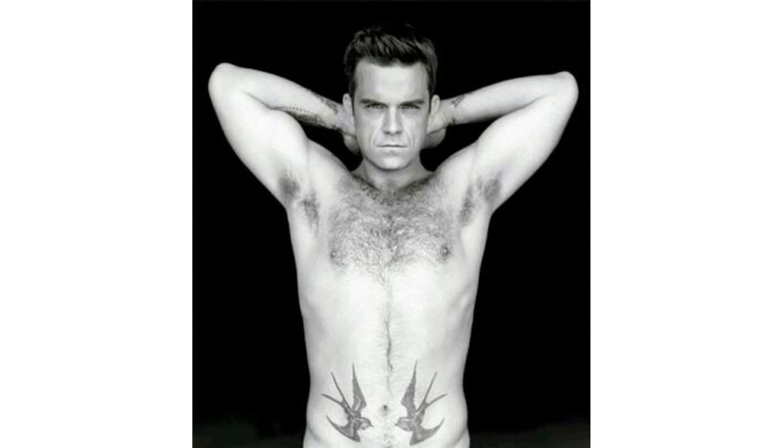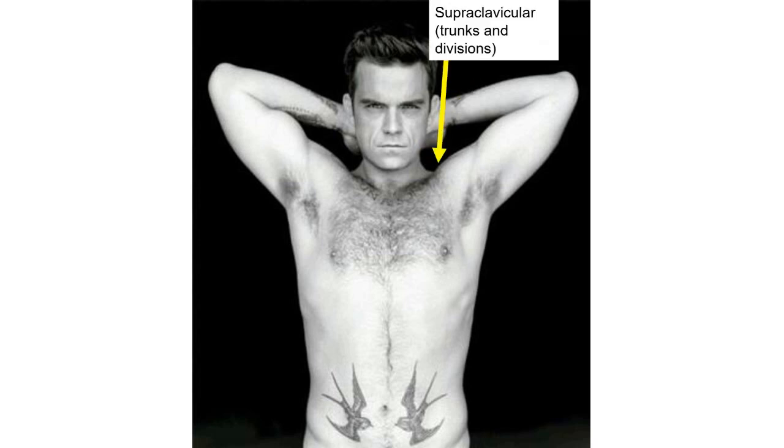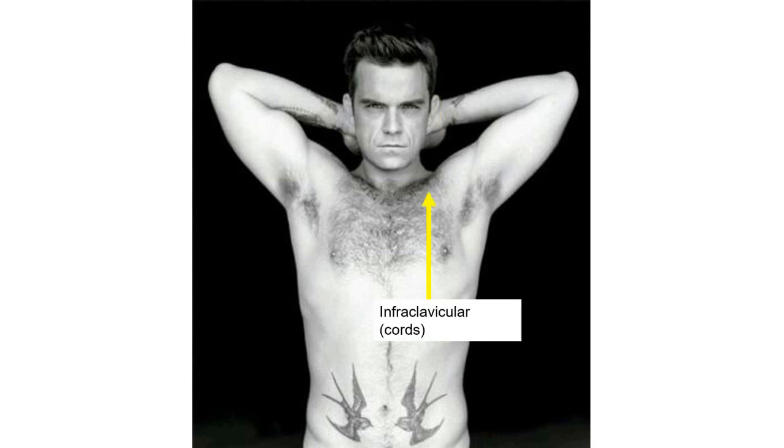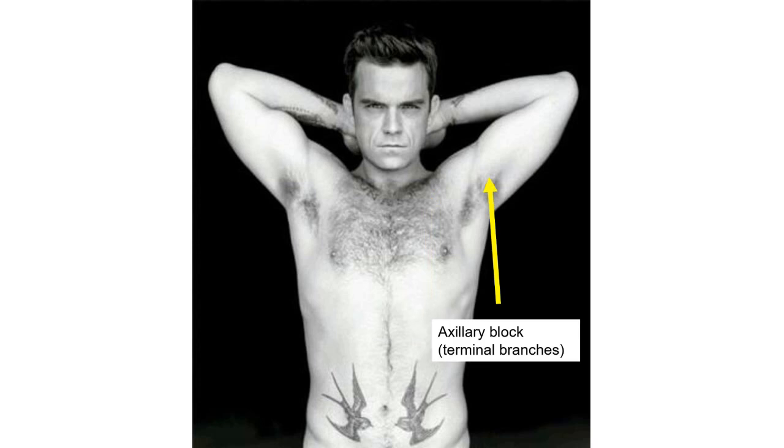So if I do an interscalene block on him, I'll be blocking the roots of the brachial plexus. If I did a supraclavicular block on him, I'll be targeting the trunks and the divisions of the brachial plexus. Cords will be blocked with an infraclavicular block. And I'll be blocking the terminal branches of the brachial plexus proximally if I do an axillary block. And with an elbow block, I'll be blocking these terminal branches more distally.